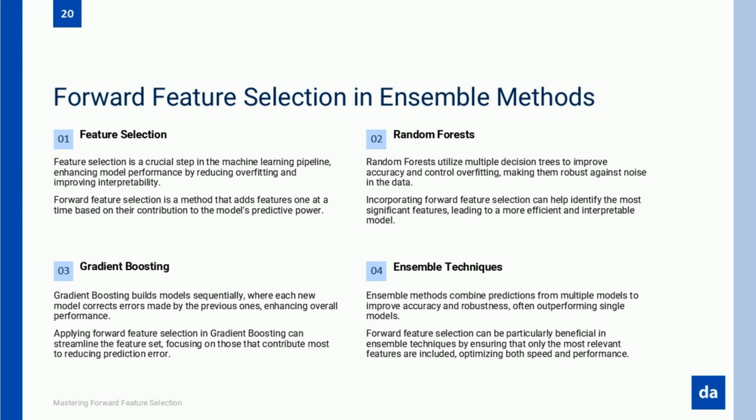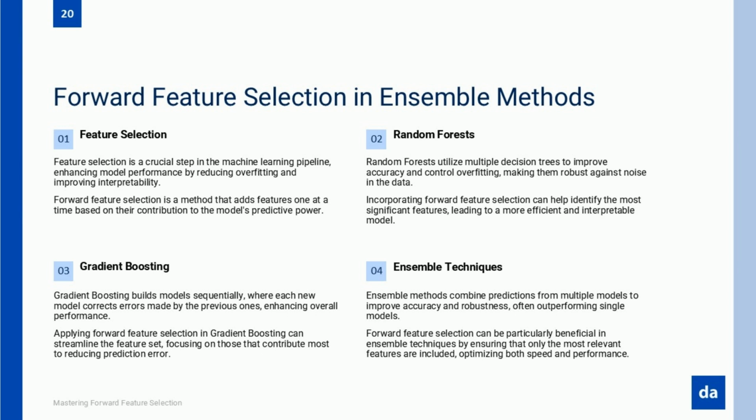Then there's gradient boosting, used in powerful models like XGBoost and LightGBM. These models build trees sequentially, correcting the mistakes of previous ones. The problem? They're sensitive to noise. If you feed them too many irrelevant features, they can easily overfit. Forward feature selection acts as a filter, ensuring that only meaningful variables are included, leading to a model that generalizes better on new data.